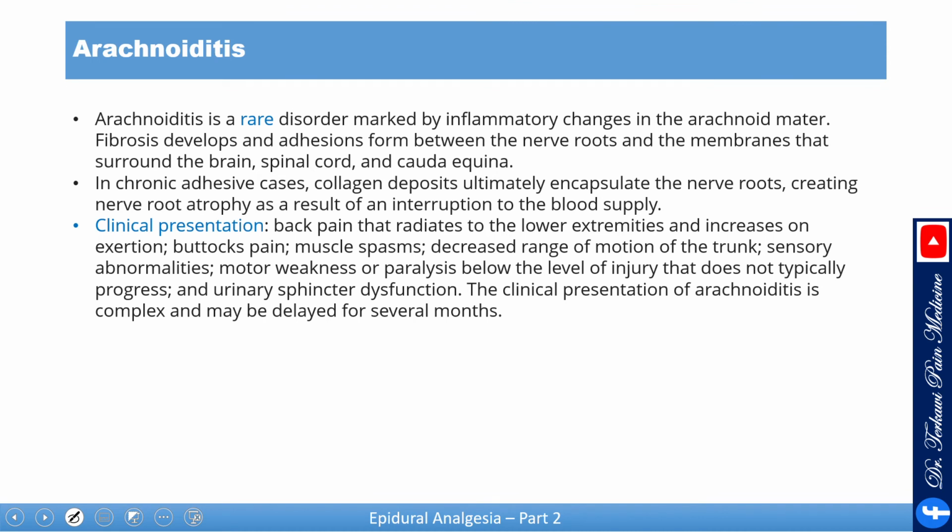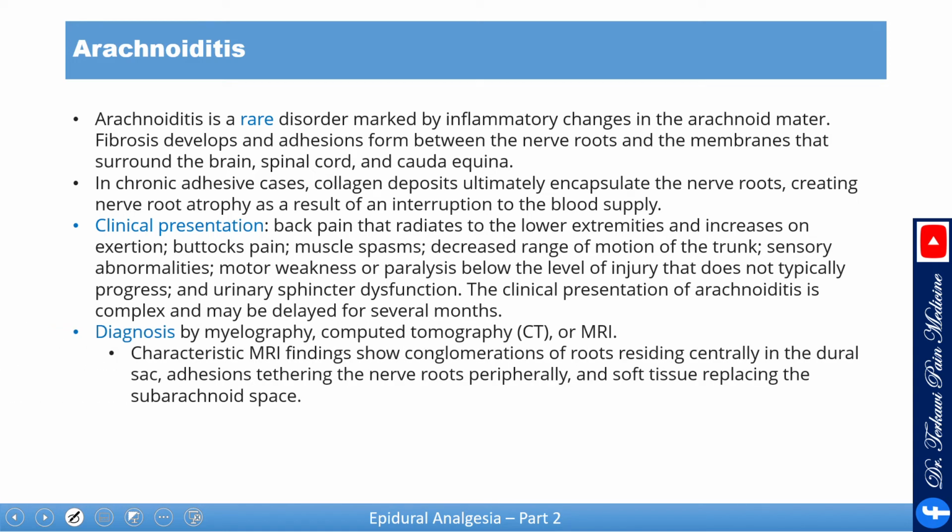Clinical presentation: back pain that radiates to the lower extremity and increases on exertion, buttock pain, muscle spasm, decreased range of motion of the trunk, sensory abnormality, motor weakness or paralysis below the level of injury that does not typically progress, urinary dysfunction. The clinical presentation of arachnoiditis is complex and may be delayed for several months.